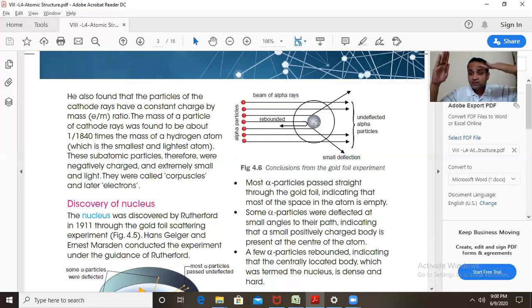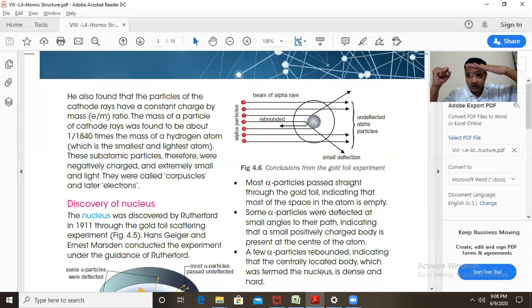Why are they rebounded? They strike this part, it's hard, so they rebound back. If this was not hard, they would pass through and move ahead. But as it is hard, they are rebounded back. So this part, the nucleus, is hard.